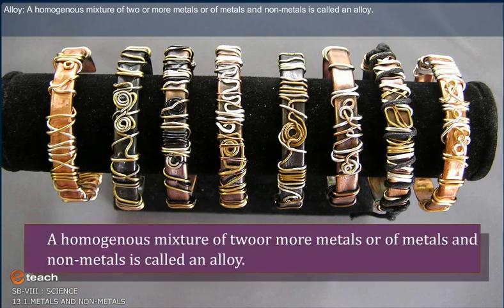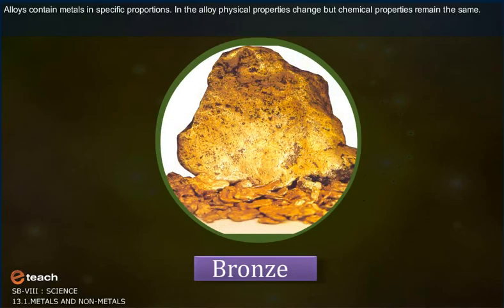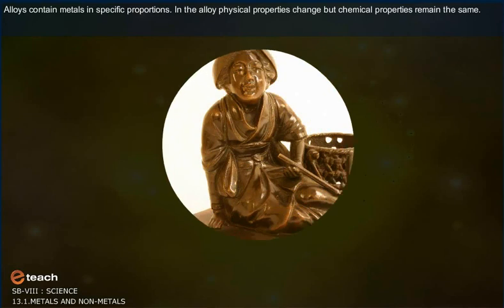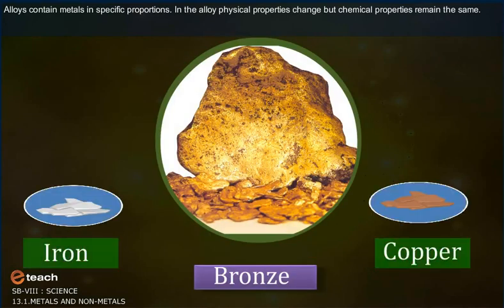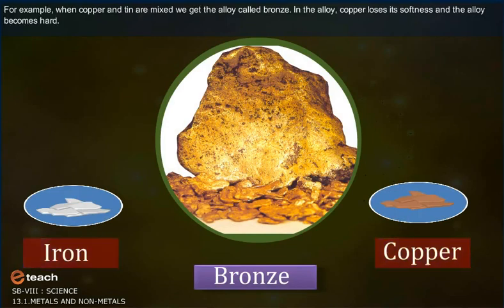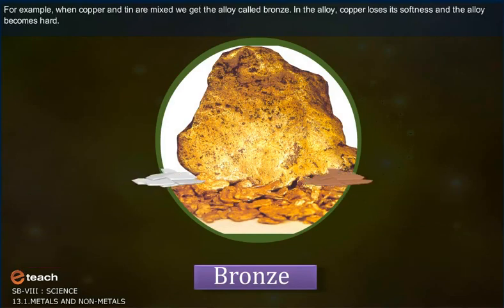Alloy. A homogeneous mixture of two or more metals or of metals and non-metals is called an alloy. Alloys contain metals in specific proportion. In the alloy, physical properties change, but chemical properties remain the same. For example, when copper and tin are mixed, we get the alloy called bronze. In the alloy, copper loses its softness and the alloy becomes hard.